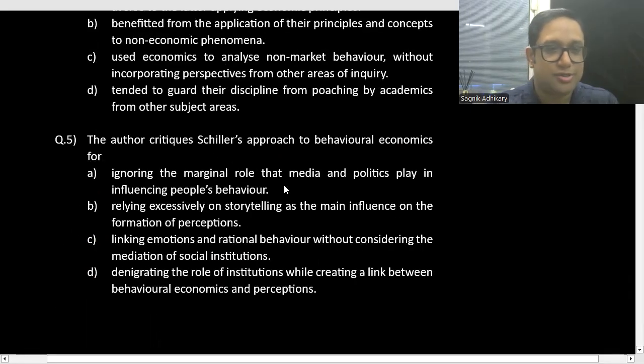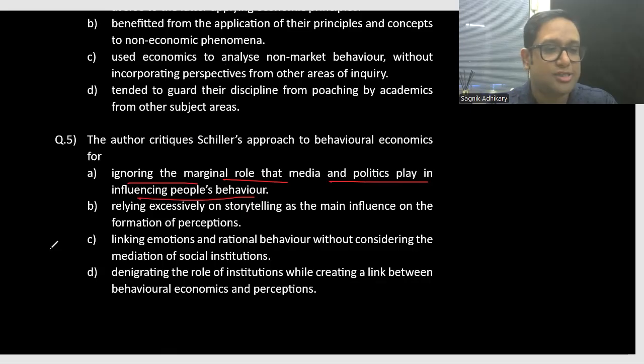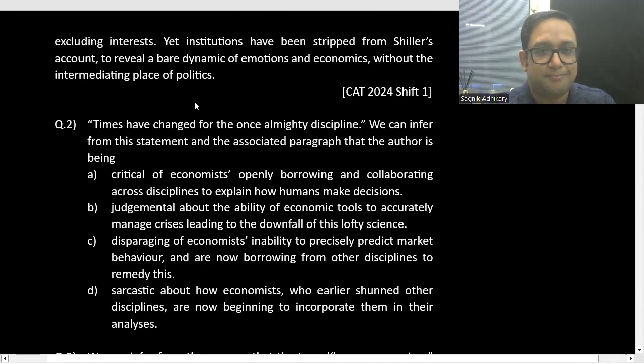Finally, the last question. We see here, the author critiques Schiller's approach to behavioral economics for... Schiller's approach is given in the last paragraph, where we are talking about the confluence of sociopolitics and economics. Here, the author critiques the approach for ignoring the marginal role that media and politics play in influencing people's behavior. In fact, let us look at the reference one more time.